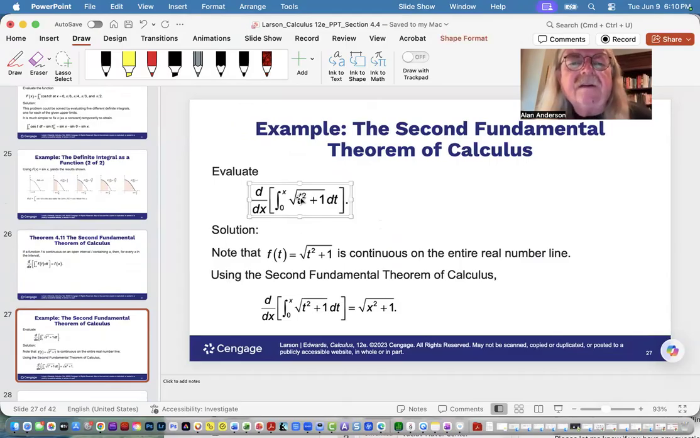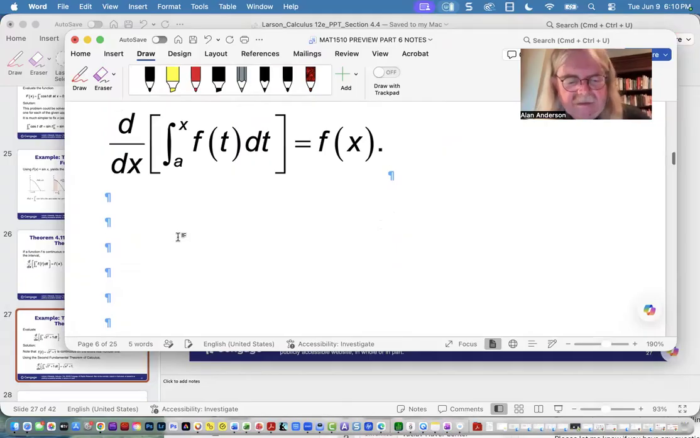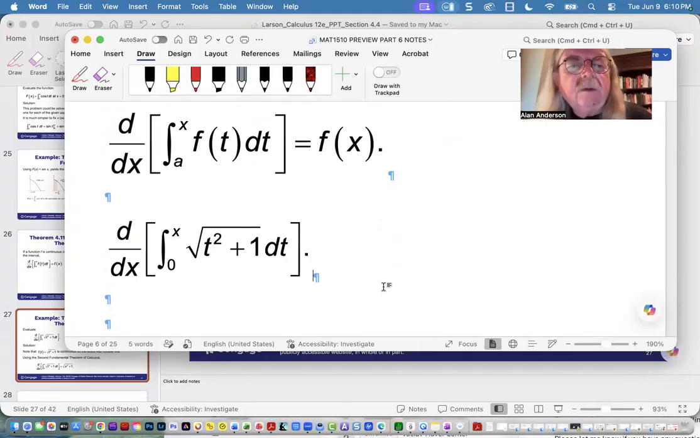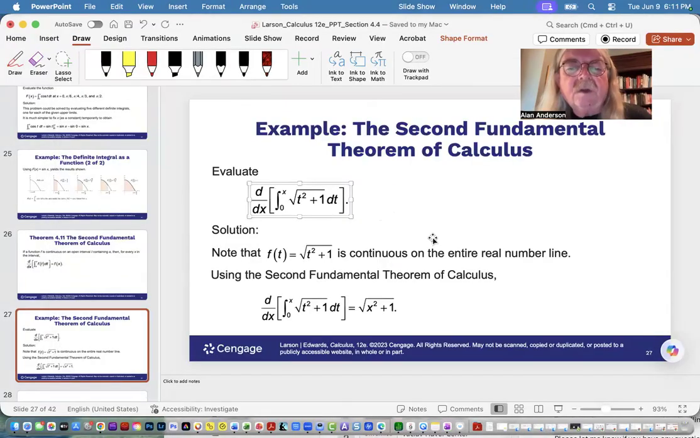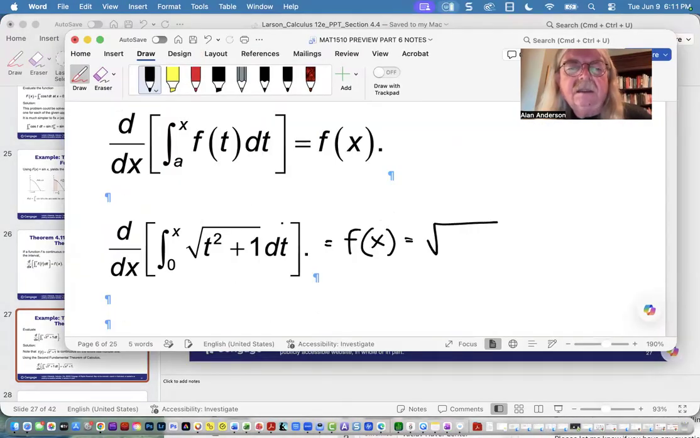So here, what they're saying now, you notice again, they're using the dummies. So what they want you to see is that based on this logic, we're going to just wind up with radical x. If that's f of t, then f of x is simply x squared plus 1. Okay.